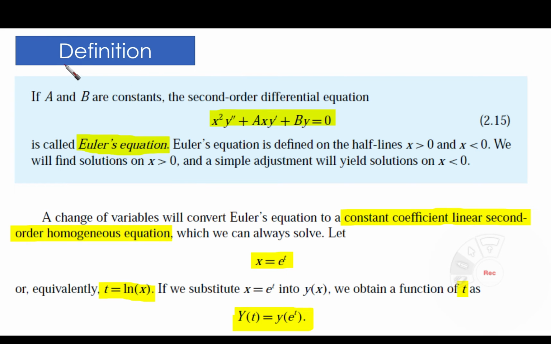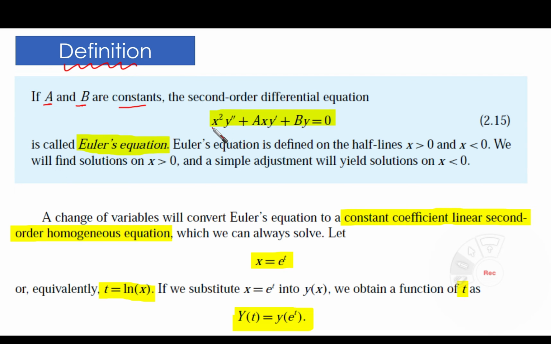So let's have a definition and see what the form of this Euler equation is. First of all, we say that a and b are constants, and the second order differential equation is x squared times y double prime plus a x times y prime plus b times y equal to 0. This is called Euler's equation.